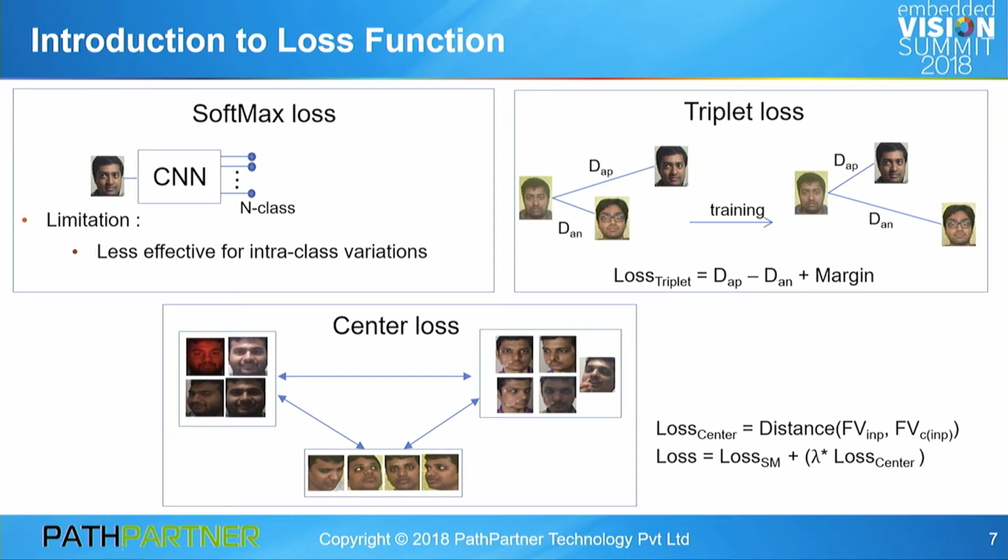Next one is center loss. Here, we try to define a feature vector for each class center. Now, for all images corresponding to that particular class, we try to reduce the distance between the feature vector of the class center and the feature vector of the input image.